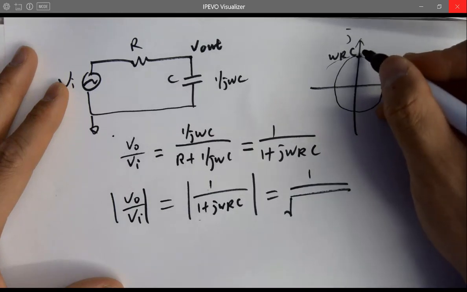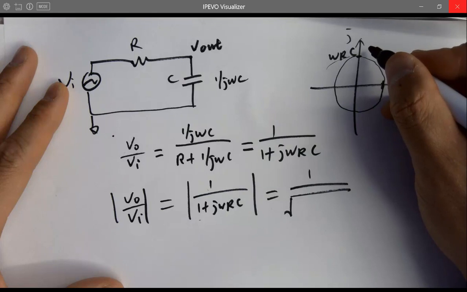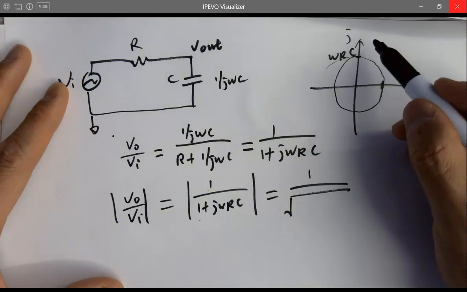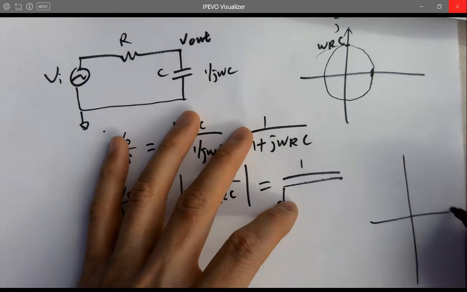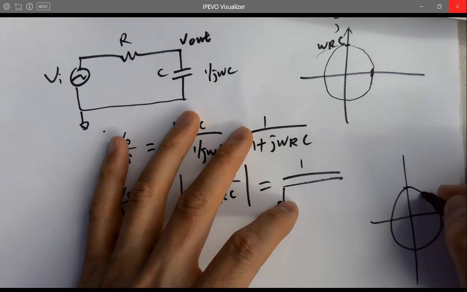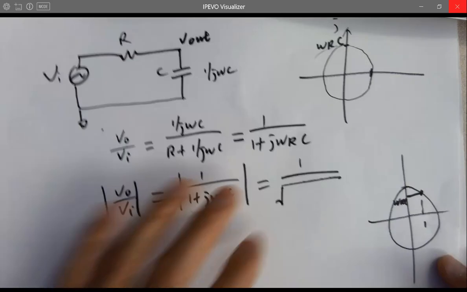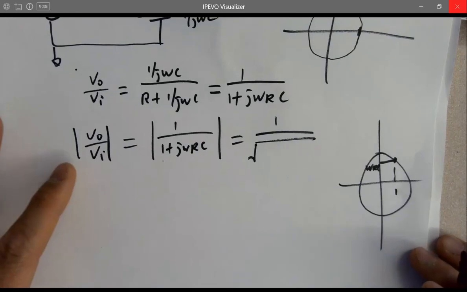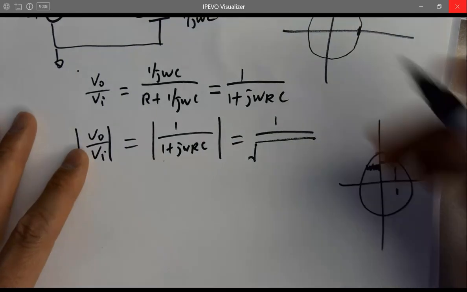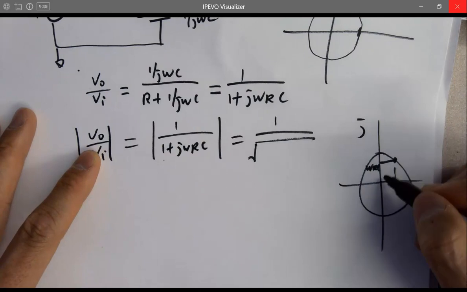This actually should be, I didn't draw it correctly. Do the circle first. Okay, here's omega RC, and this is 1. So what's the amplitude of this signal? J plane. So it means this line, right?